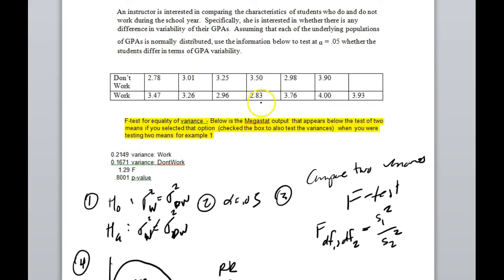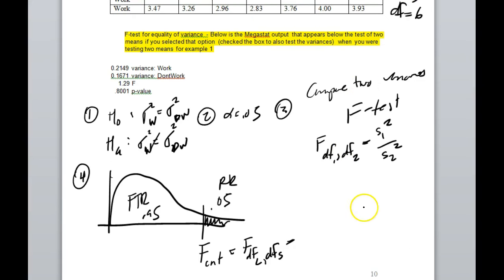So there's 1, 2, 3, 4, 5, 6, 7 pieces of data. So the degrees of freedom for that are going to be 6. And now there are 6 pieces of data for don't work, so the degrees of freedom of that are going to be 5. So this F statistic is going to be F of 6, 5 with an alpha level of 0.05. Okay, so let's go to the F table.